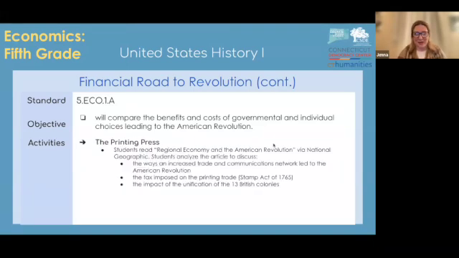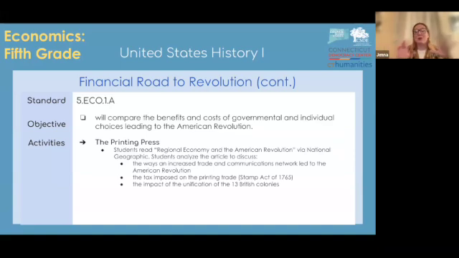And of course, we can't forget the printing press. One of the greatest resources that we have is National Geographic, which offers wonderful free educational materials. So you can have students read the article Regional Economy and the American Revolution. In this article, it talks about the printing press and how that was brought on during the Stamp Act of 1765.